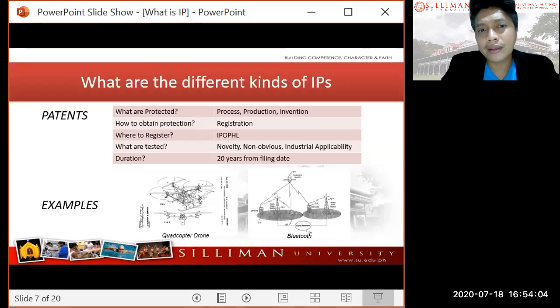A short description of patent, if you might be wondering, what's a patent? It is a government-issued grant bestowing an exclusive right to an inventor over a product or process that provides a technical solution to a problem in any field of human activity, which is new, innovative, and industrially applicable. A good example of this is this patent information. You can see a quadcopter drone and a Bluetooth drone. One of the files that we will be sending to IPOFIL will be a drawing of your invention.